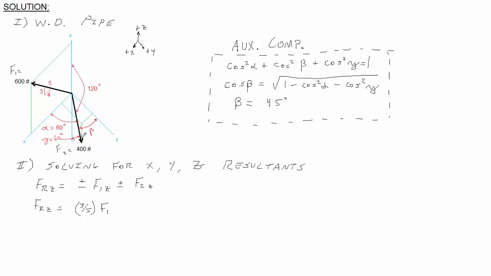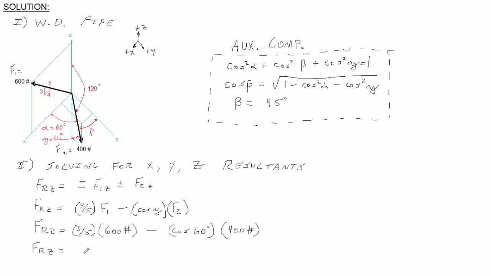F2 is going down below the xy plane. It has a negative z component. Now we can take F2 and multiply it by the cosine of gamma, because gamma is the angle between F2 and the z-axis. Once again, we can make a right triangle between the z-axis, F2, and a diagonal line between the two. There would be a right angle there, and this angle up here would be 60 degrees, gamma. Now we can plug all our numbers in, and the resultant z component, FRZ, is a positive 160.